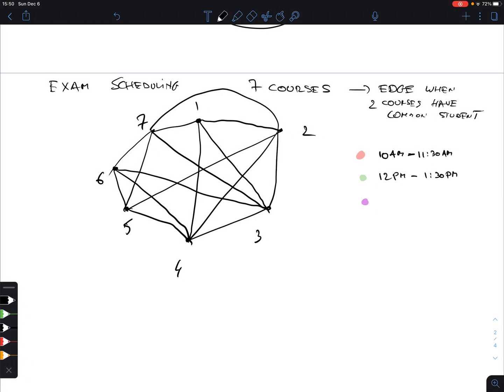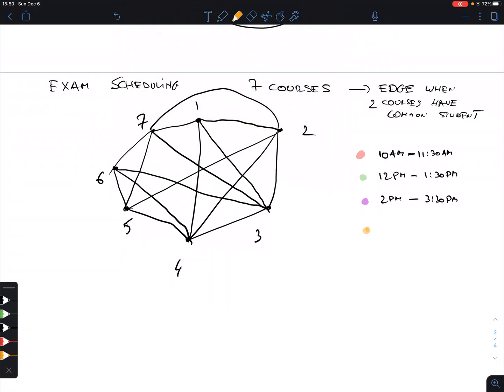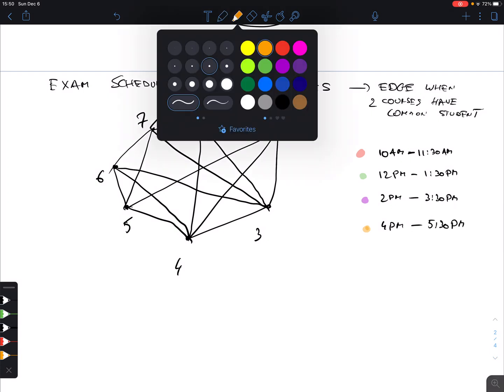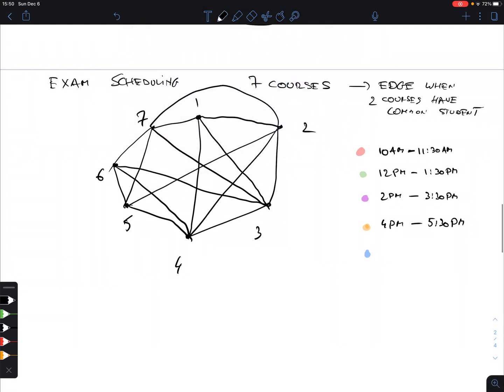I'm gonna use purple, and that is from 2 p.m. until 3:30 p.m. and then we have orange. Let's do this from 4 p.m. till 5:30 p.m. and perhaps, in case we need it, I'll put already a next possibility. No, that's not very distinguished. Blue, I don't have blue yet, so blue would be from, perhaps we need this, or perhaps we even need more, from 6 p.m. to 7:30 p.m. Let's see whether we can do it with that.